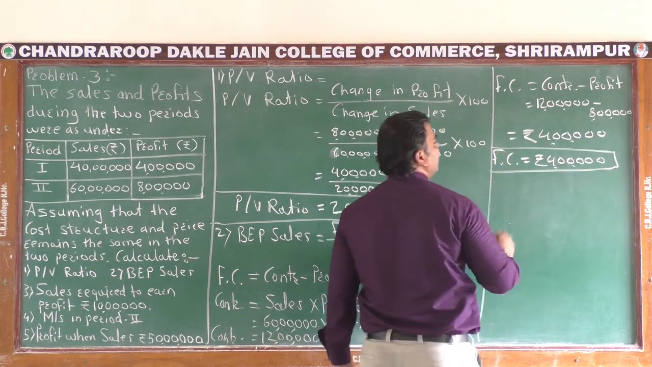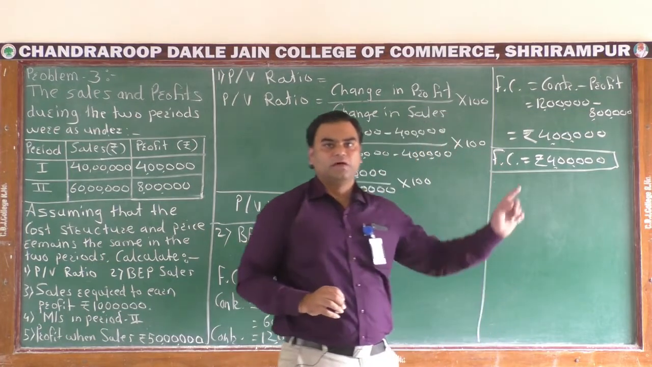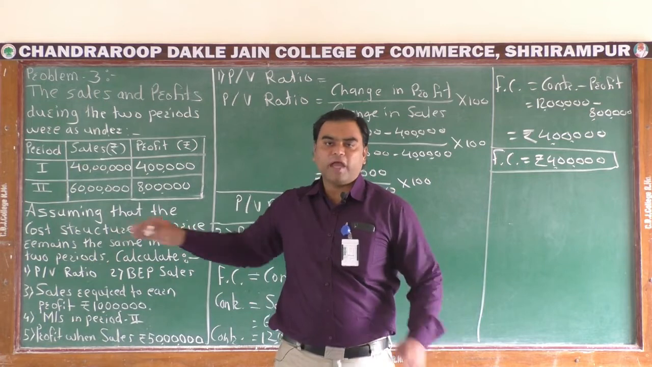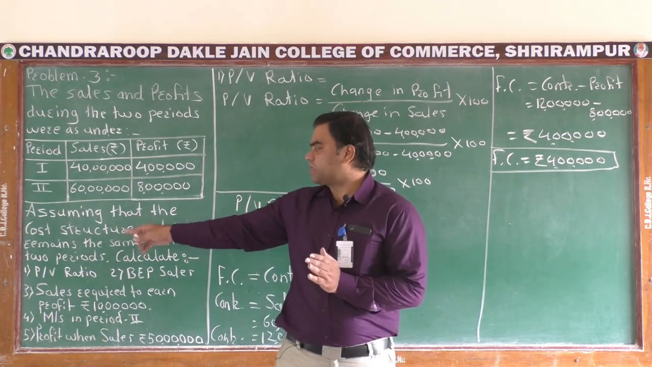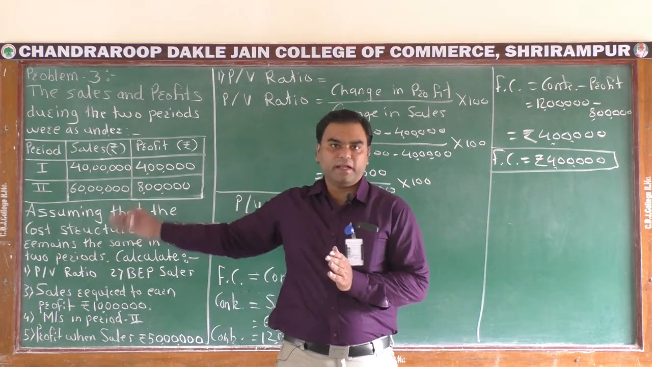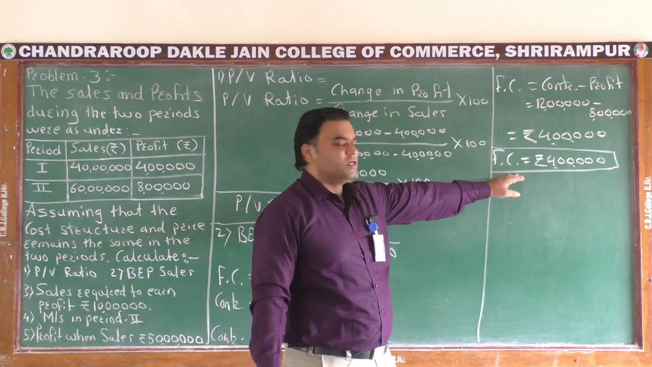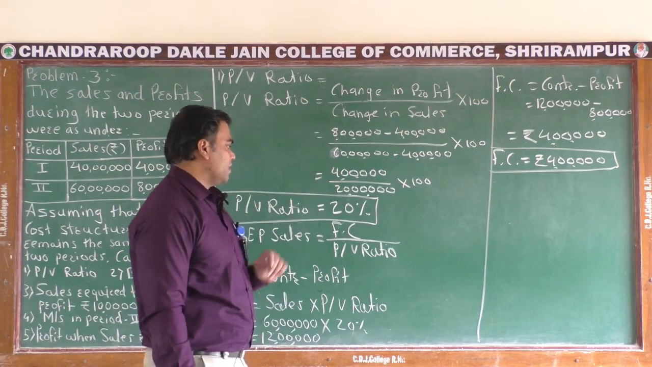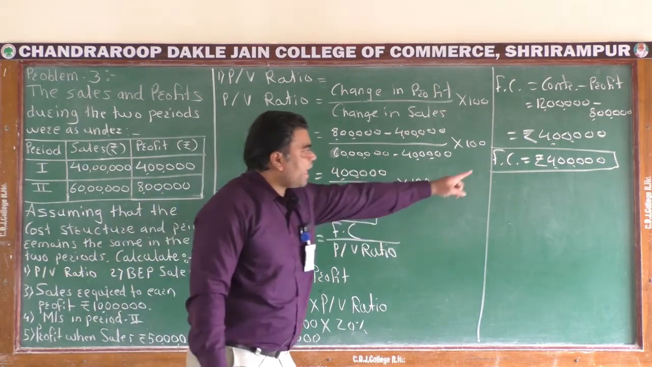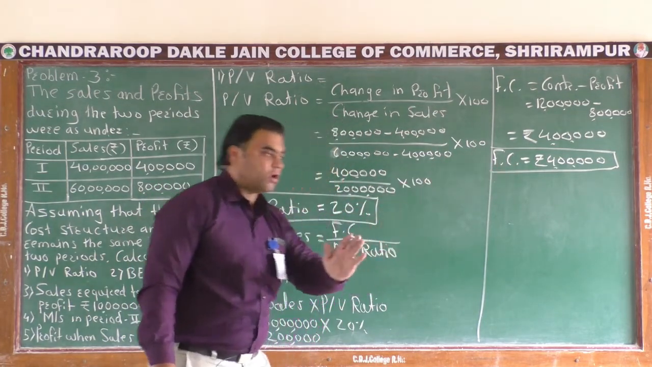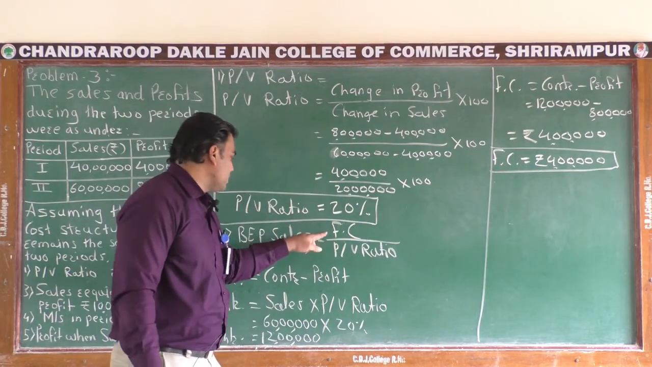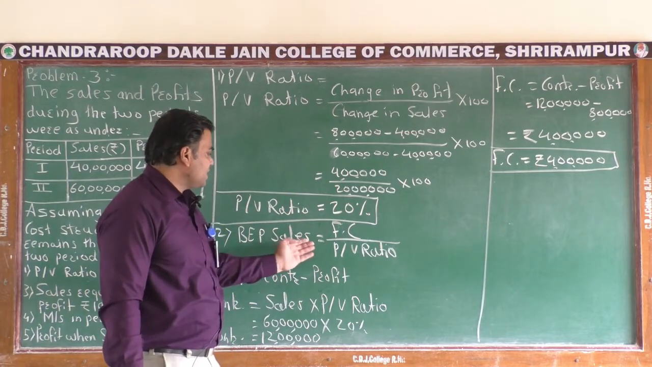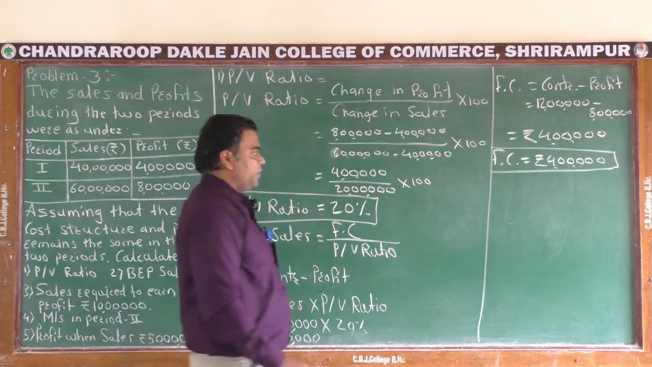So for period 1 and 2, fixed cost will be rupees 4 lakh, because we have to assume cost structure same for period 1 and second. So fixed cost will be rupees 4 lakh for period first and second also. Now we have the amount of fixed cost, and the same we can utilize here to calculate BEP sales. So BEP sales is equal to fixed cost upon PV ratio.